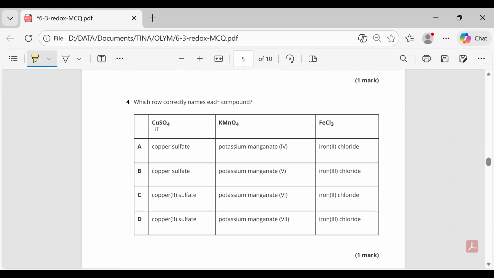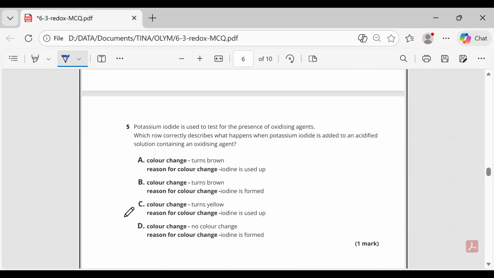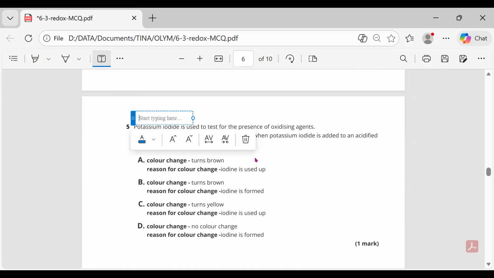Okay. This one is copper 2 sulfate because it's a transition metal. Potassium manganate 7. How do you know? Just how we counted already. This is iron 3 chloride because the iron here is positive 3. Potassium iodide is colorless. Potassium iodide will become iodine.